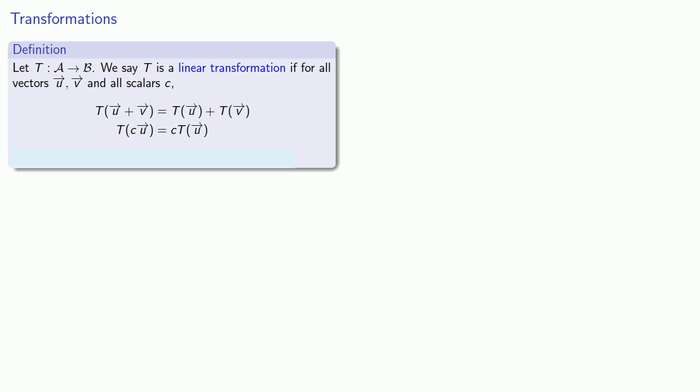Now, since T is a function, we typically represent it using function notation. However, an alternative is to use what's called operator notation, and that's just function notation without the parentheses. So by Tx equals y, we mean the transformation T applied to the vector x gives us the vector y.